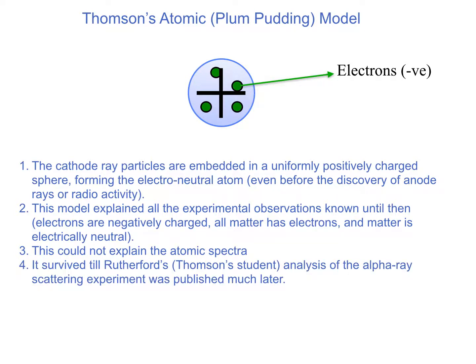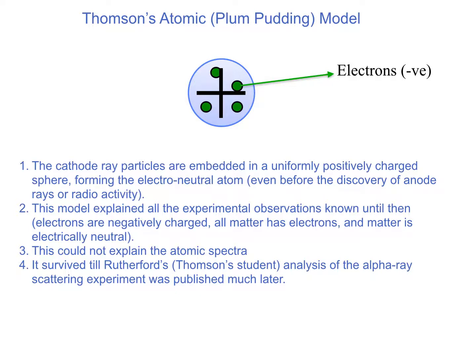Like any other model, this survived a long period of time until his student, Rutherford, analyzed the alpha ray scattering experiment and proved that Thomson's model cannot be correct, even though it accounted for all the observations known until that point. This is why science is very interesting: it is willing to change itself until the truth is learned. So it undergoes a series of modifications and deductions until it is consistent with all the existing body of data.